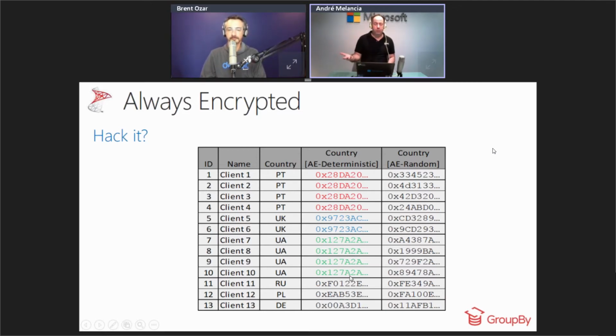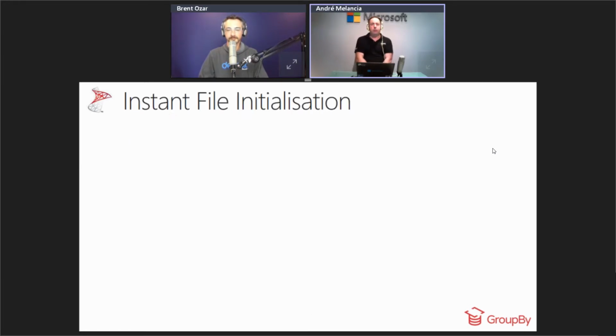So that's easy enough to do. So that's the way you hack it. You hack it through deterministic, actually repeat stuff, and with repetition, you can actually figure it out. Okay, so that's always encrypted. Any questions about this? Nope, you're good there.